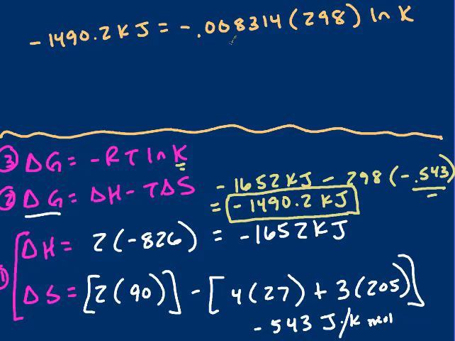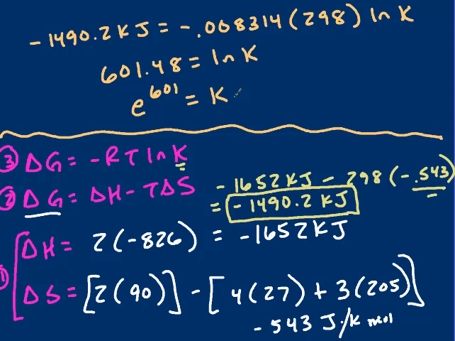And the temperature, it was 25 degrees Celsius, so that's 298. So I do 1490.2 divided by the product of negative 0.008314 times 298. And that gives me 601.48 is equal to ln of K. To get K by itself, I need to get rid of ln, and the opposite of ln is raising it to the power of e. e to the 601 is equal to K.